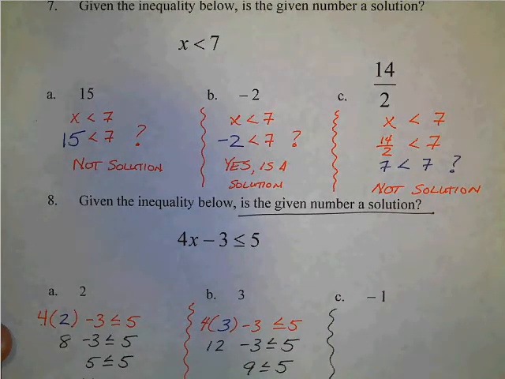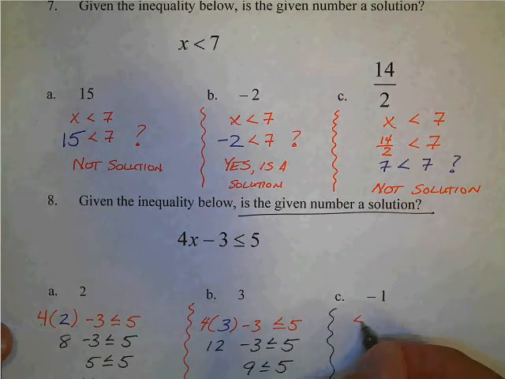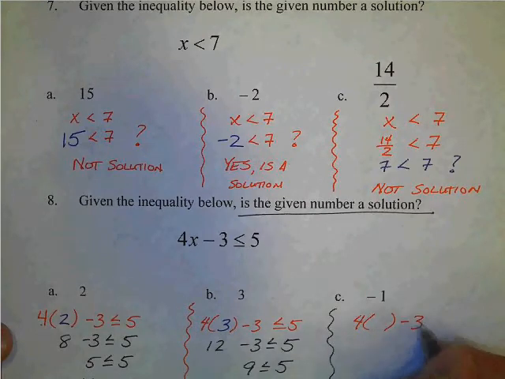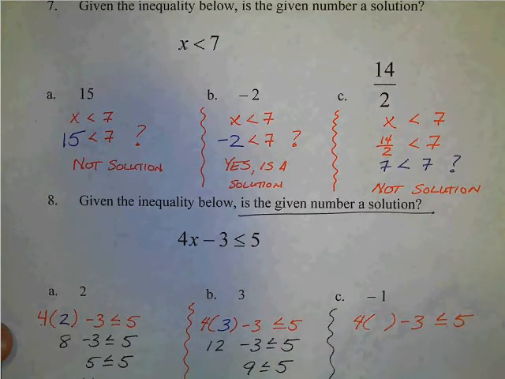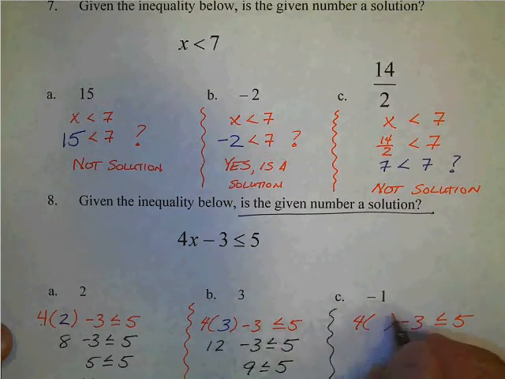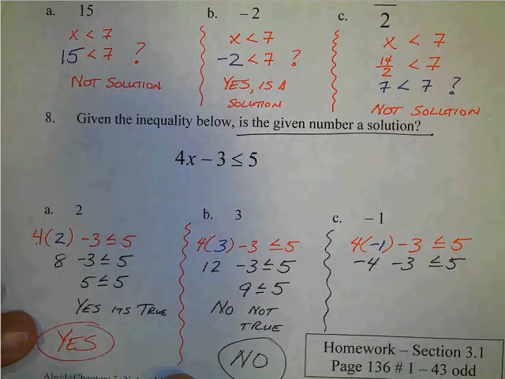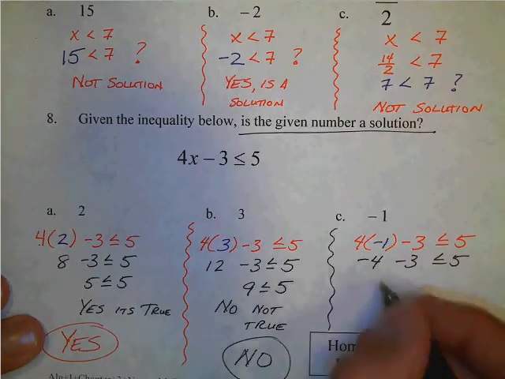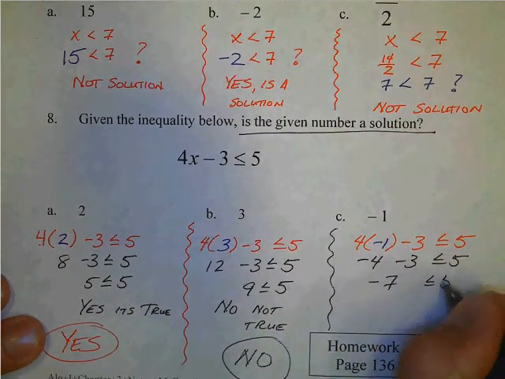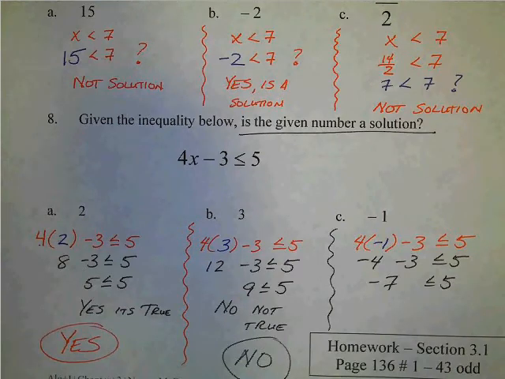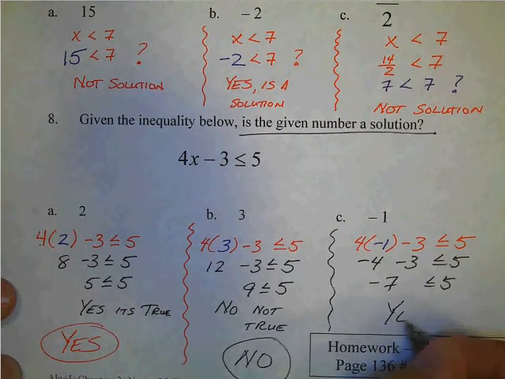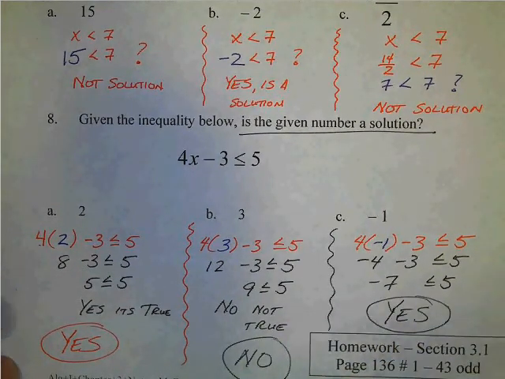Let's look at our final option. Is negative 1 a solution? Well, 4 parentheses minus 3 less than or equal to 5 again. We plug in the value, negative 1, and now we evaluate this. Negative 4 minus 3 less than or equal to 5. What is that going to work out to? Well, negative 7 less than or equal to 5. Is that true? It sure is. So yes, this is a solution.